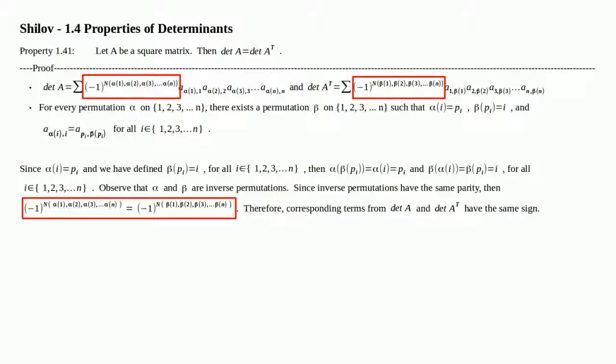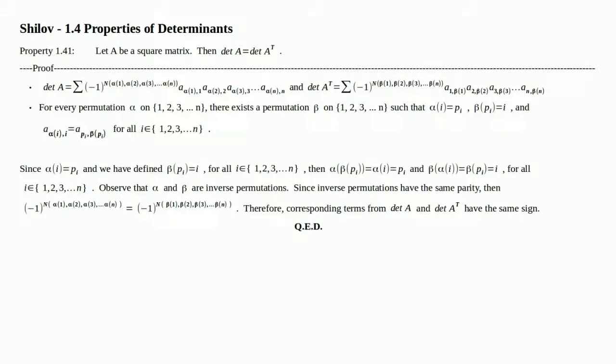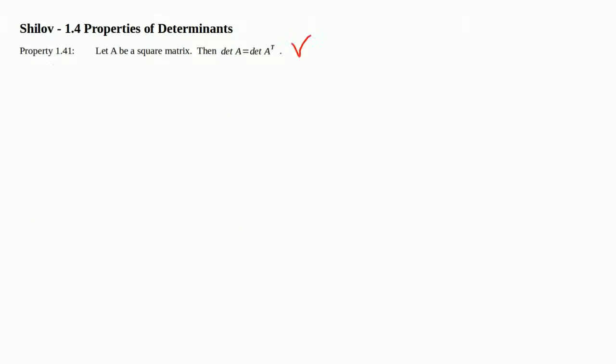So therefore, corresponding terms from determinant A and determinant A transpose have the same sign. So since the terms in each of the determinants are matching terms, and those matching terms have the same sign, then guess what? That means that the determinants are the same. So yeah, QED. Alright, so that was horrible.